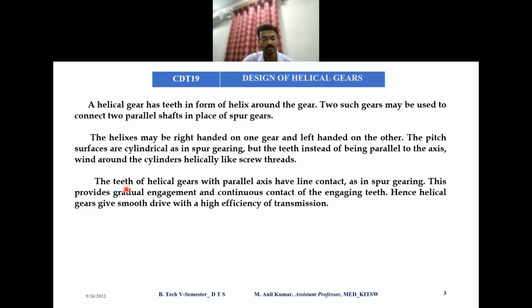You might have seen screws have threads, inclining and descending, right? So helices will be at an angle of 20 degrees, 40 degrees, 15 degrees, like that. The teeth of helical gears with parallel axis have line contact, as in spur gearing. This provides gradual engagement and continuous contact of the engaging teeth. Hence, helical gears give smooth drive with high efficiency of transmission.